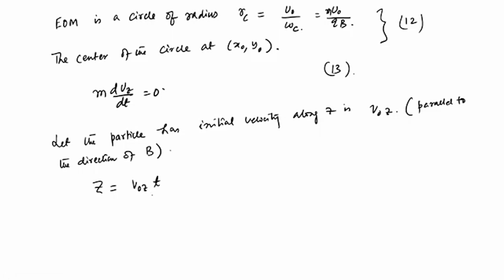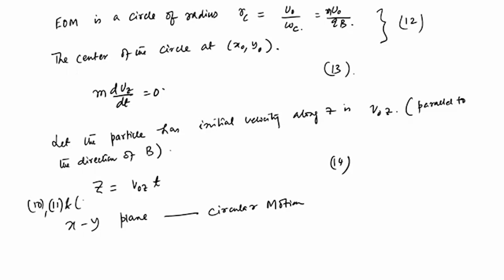So, what we get from 10, 11 and 14 is that in the xy plane there is circular motion, and in the z direction it is a free motion. So, this helps us to construct the total trajectory to be like this.